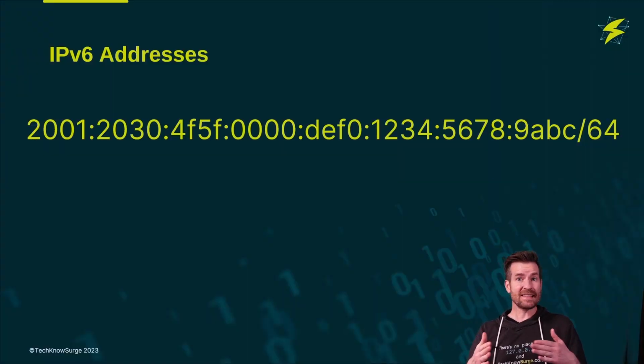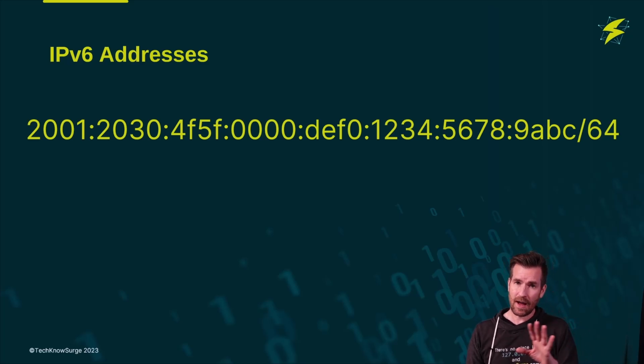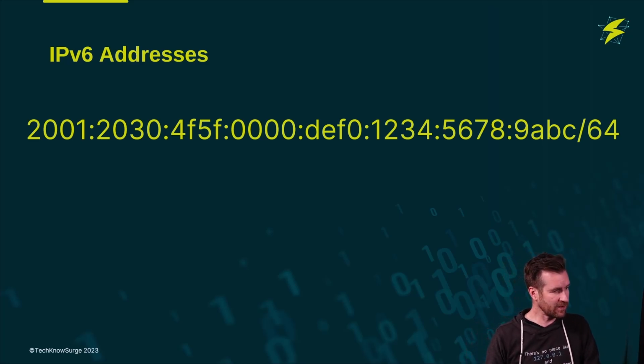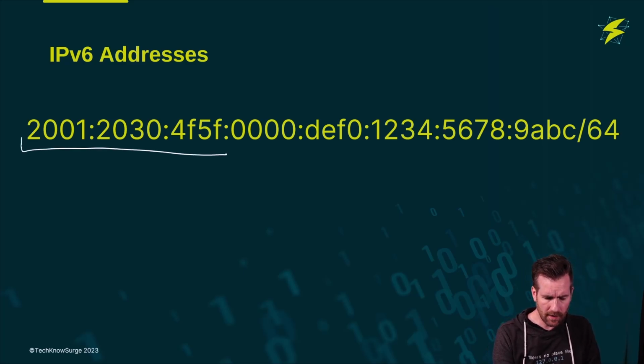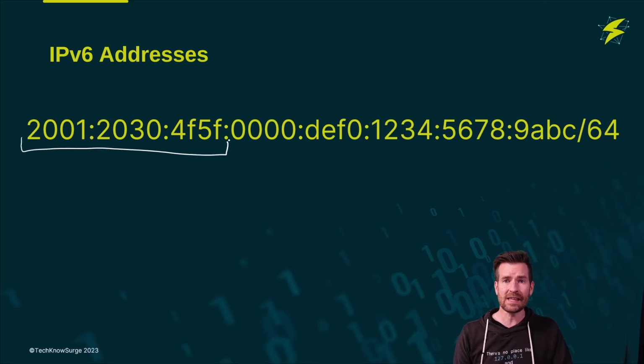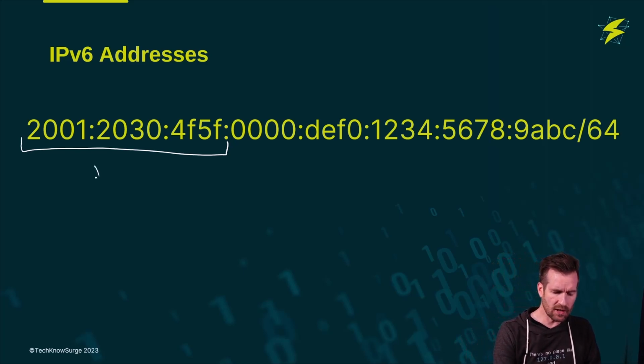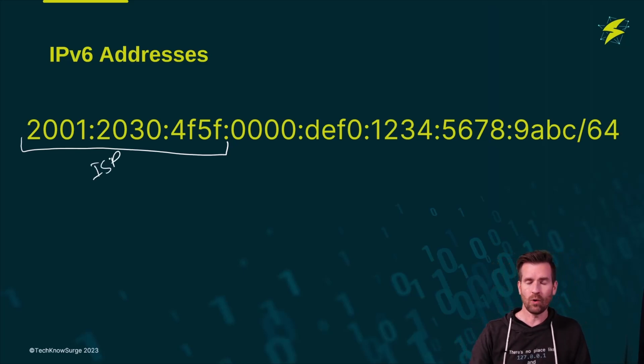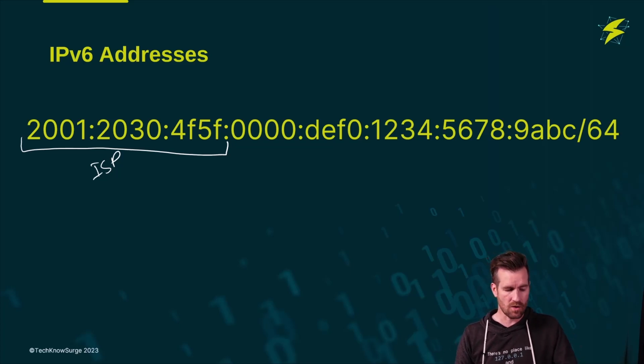The RFCs that define IPv6 break up an IPv6 address into smaller components. For the purpose of this course, let's talk about three of those components. First of all, we have the global routing prefix. The global routing prefix is the first 48 bits. And this is usually what's given to the ISP, or really what the ISP gives to you.